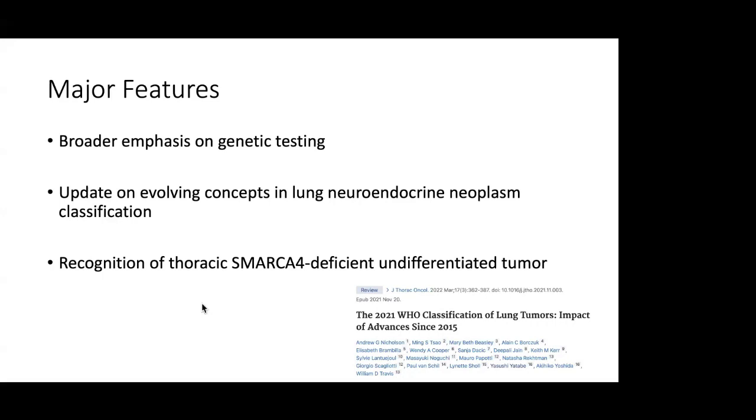So in this classification, they have emphasized genetic testing. It is a must, it is not desirable, it is essential. And then they have given updates on evolving concepts in lung neuroendocrine tumors. So I'll discuss that, and recognition of new entities such as thoracic SMARCA4 undifferentiated tumor.